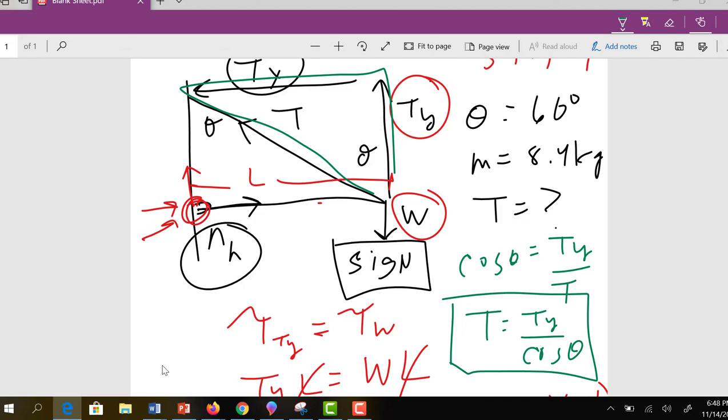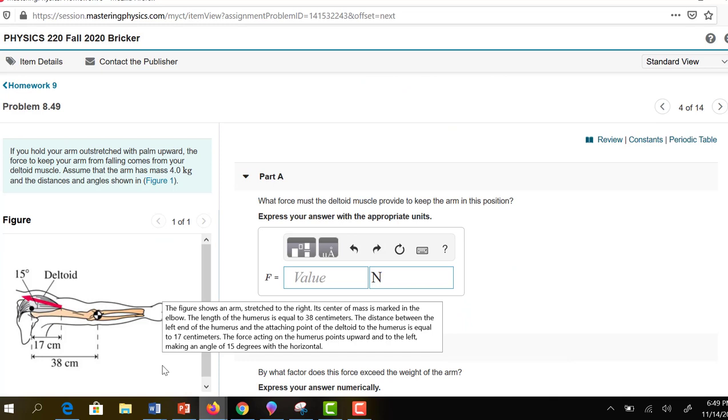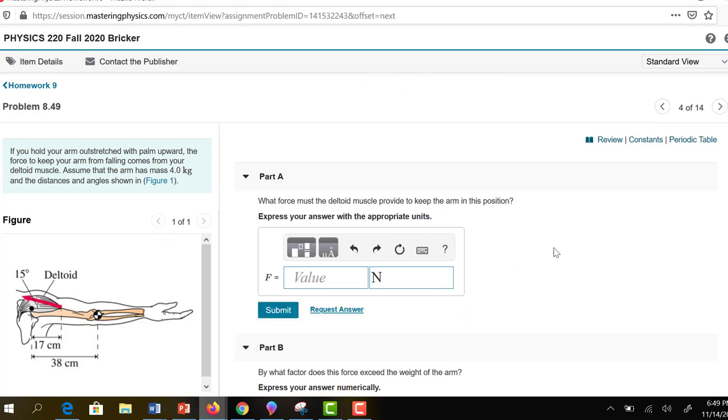All right, let's look at one more problem from chapter 8. Okay, so this is a pretty fun one. We did the problem in class, or in the lab, I should say, about looking at the bicep force and looking at torque provided by the bicep muscle and the mechanical disadvantage of the bicep muscle. So this is a similar problem, physiology, but this is looking at the shoulder. So if you hold your arm outstretched with your palm upward, the force to keep your arm from falling comes from your deltoid muscle, as you can see in the picture here. So when you put your arm out like this, it's a deltoid muscle that keeps your arm from falling down.